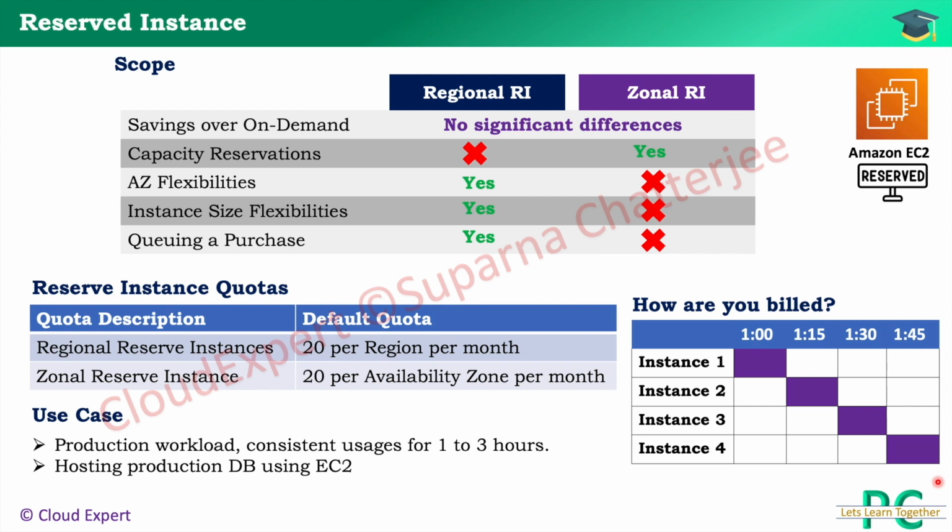Now, what is the use case for reserved instances? First, any production workload with consistent usage for 1 to 3 years. Or if you want to host a production database on EC2. Those are the main use cases for reserved instances.